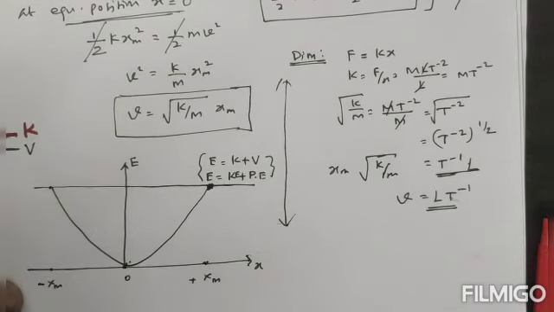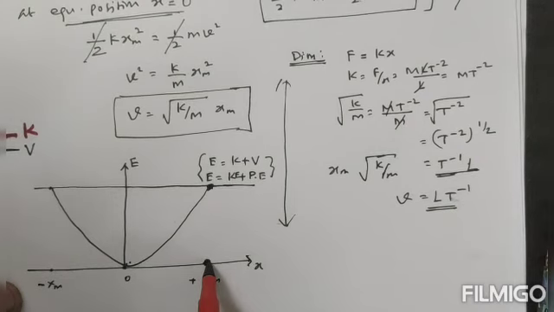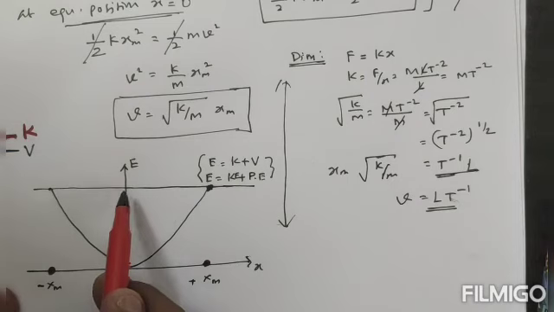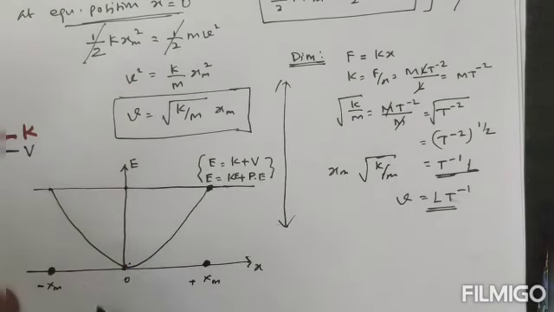Now kinetic energy. At the extreme position, kinetic energy is 0. At the left side extreme position also kinetic energy is 0. But at the center, kinetic energy is maximum. So let's draw the graph like this.